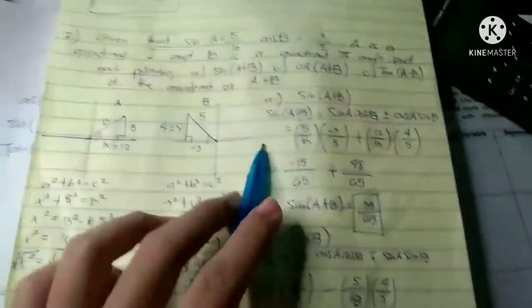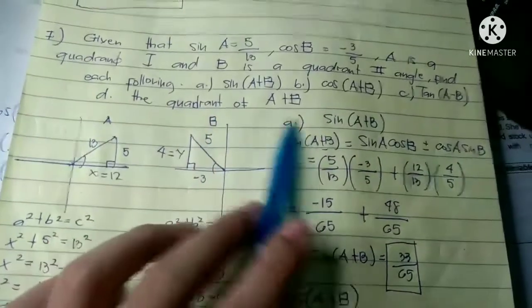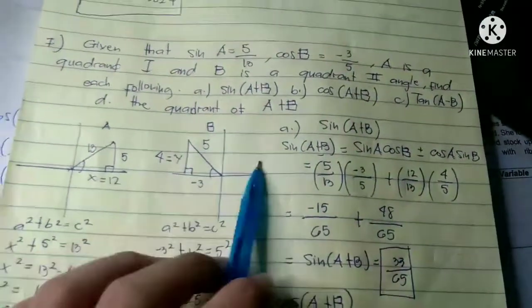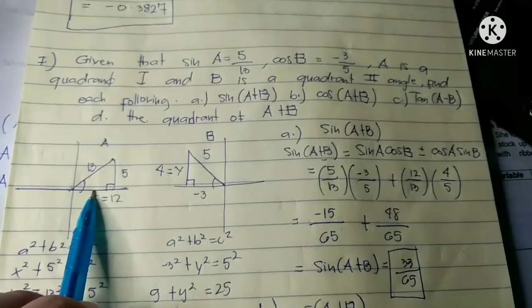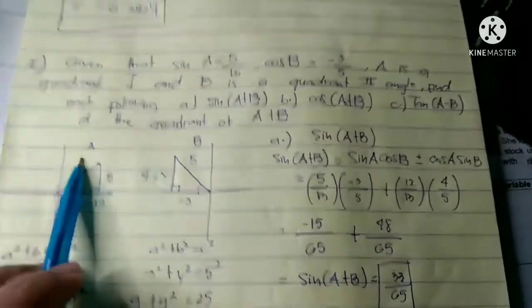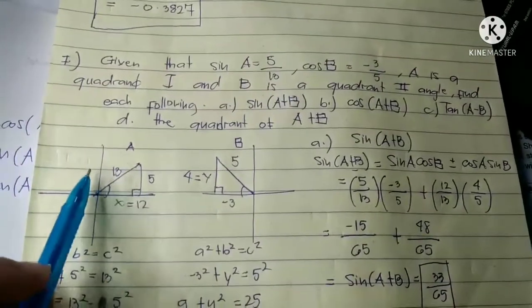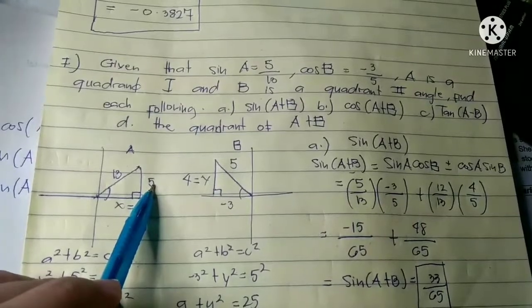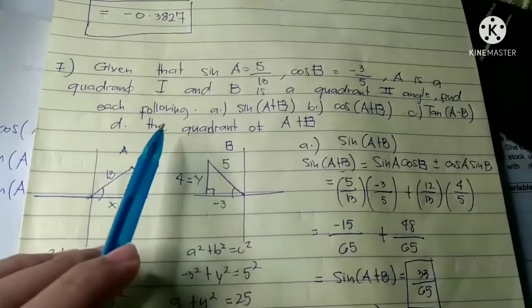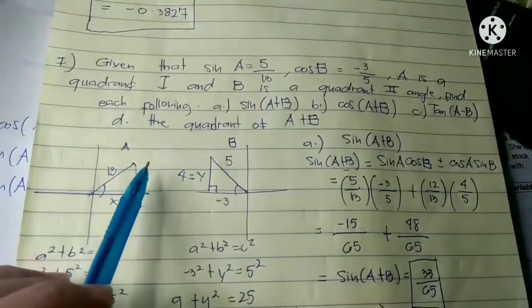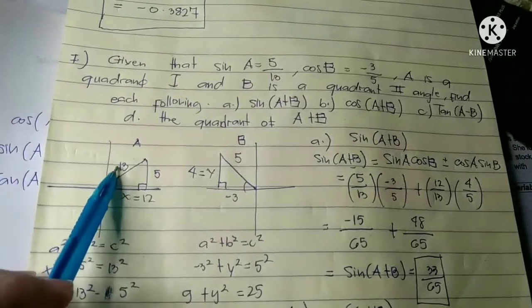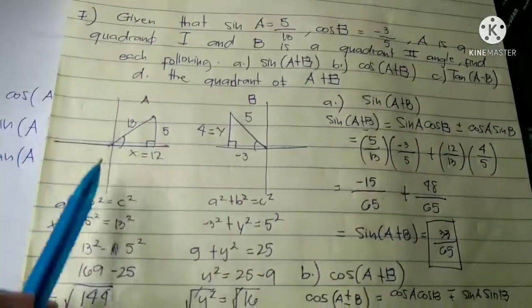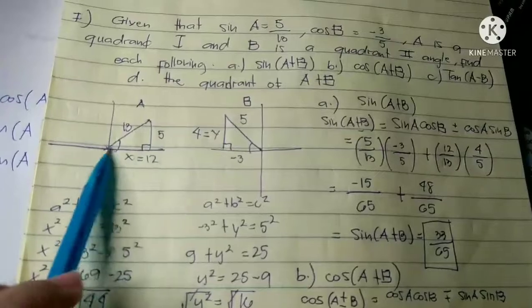So to find the following, we need to illustrate first. As you can see here, this is D, A, and 5, because sine A is equal to opposite over hypotenuse. So our opposite is 5 and our hypotenuse is 13. So we need to find this side.